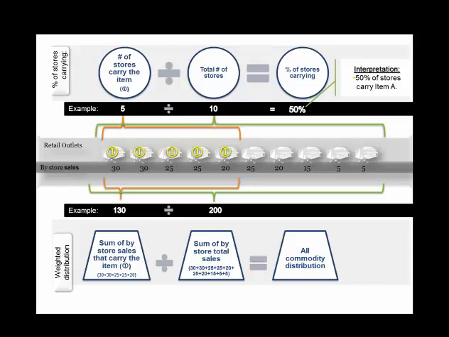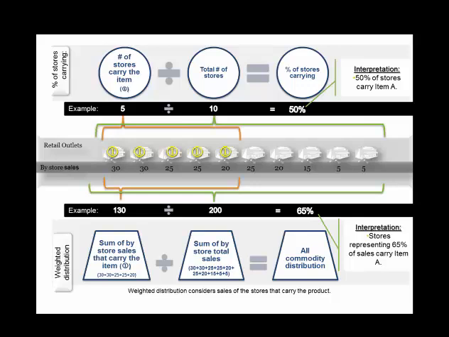So in this case, if we were to add up everything covered by the green arrow here, so all 10 stores drive $200 in sales. The first 5 stores, ones that are actually carrying our product, represent $130 worth of sales. And so as we do a different calculation there, we then see that 130 divided by 200 gives us 65%, and this is called an all-commodity distribution. So stores representing 65% of volume are carrying the products that we have.